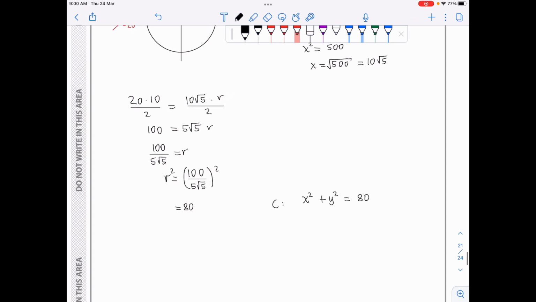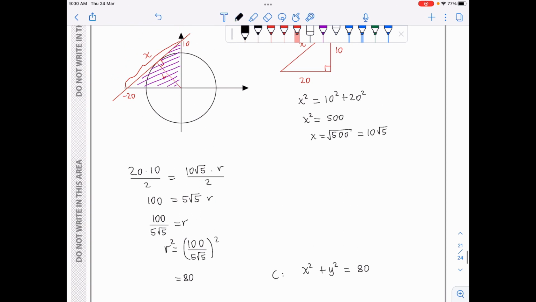So the key point here was to approach this by looking at the area of the triangle and calculating it in two different ways. Base of 20 times height of 10 over 2, or base of x times height of r over 2. And that's it.